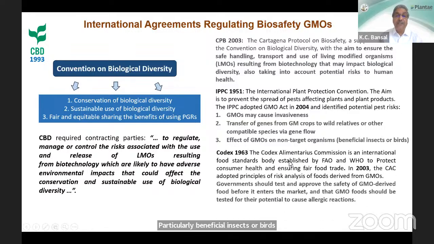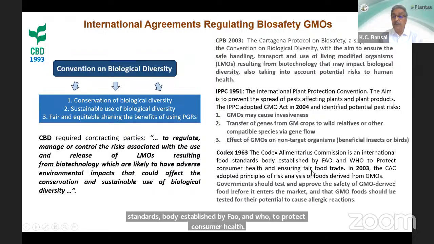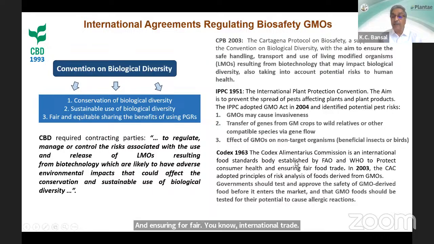And the third international agreement regulating biosafety of GM crops or GMOs in general has to do with food safety. Here, this is the Codex, which came into force in 1963, the Codex Alimentarius Commission, which is an international food standards body established by FAO and WHO to protect consumer health and ensure fair international food trade. So therefore, to ensure the safety of GM crops or GM food, in 2003, the CAC adopted principles of risk analysis of foods derived from GM crops.